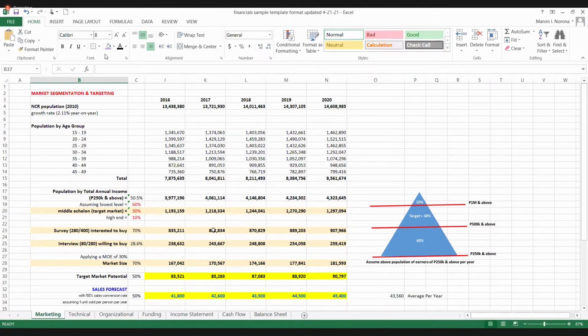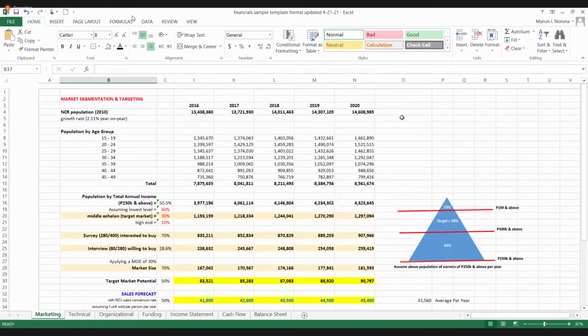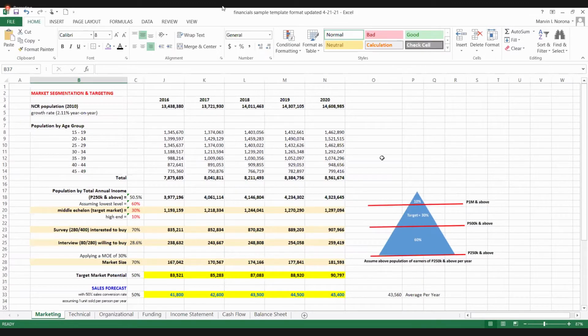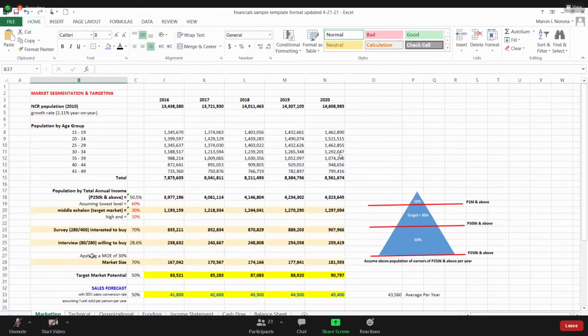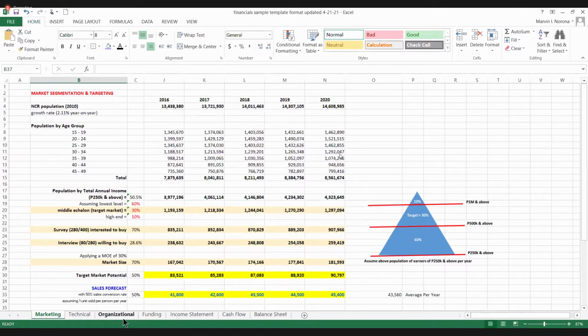93%. Na-correct ko na. Kasi pahalo-halo yung example. And let me just discuss it again as a reminder. In one Excel file, you can have several worksheets, okay, labeled, as seen, as shown.